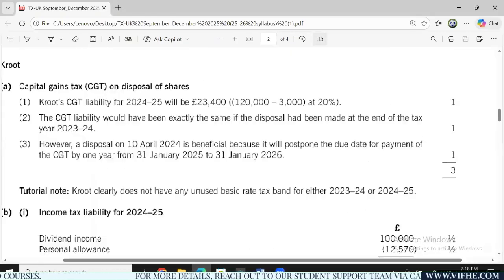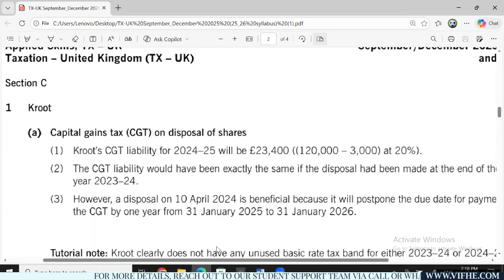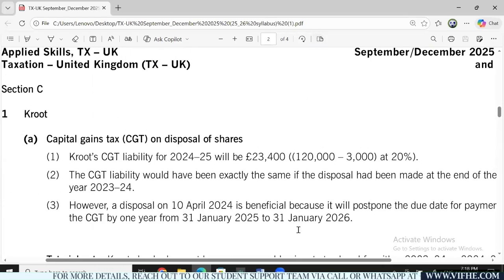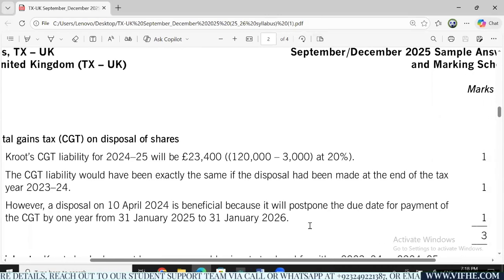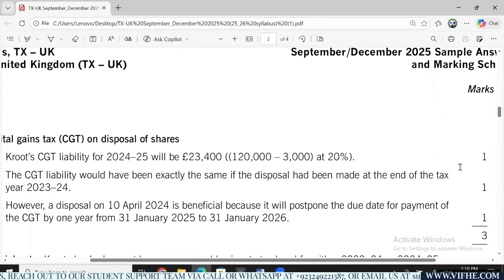See, this is how they have produced the standard solution for this question. This one point is for the calculation of CGT. The second point tells you that there is going to be no change in the value of taxes, but the date of payment of tax will be changed. So this is how 3 marks are distributed, right?